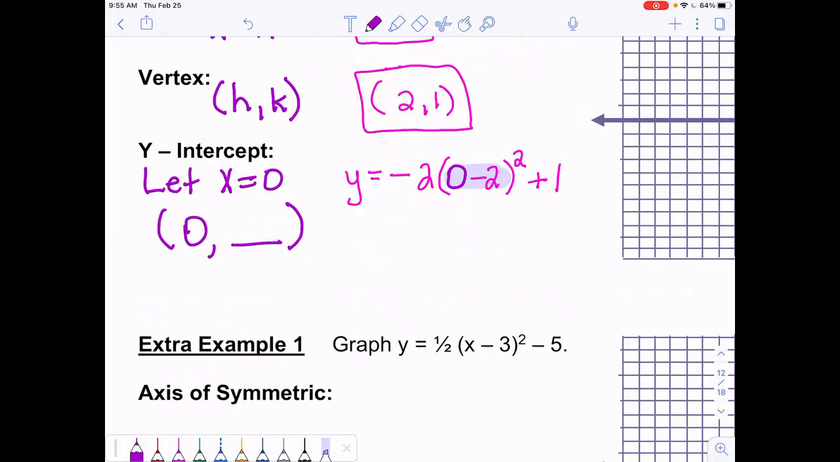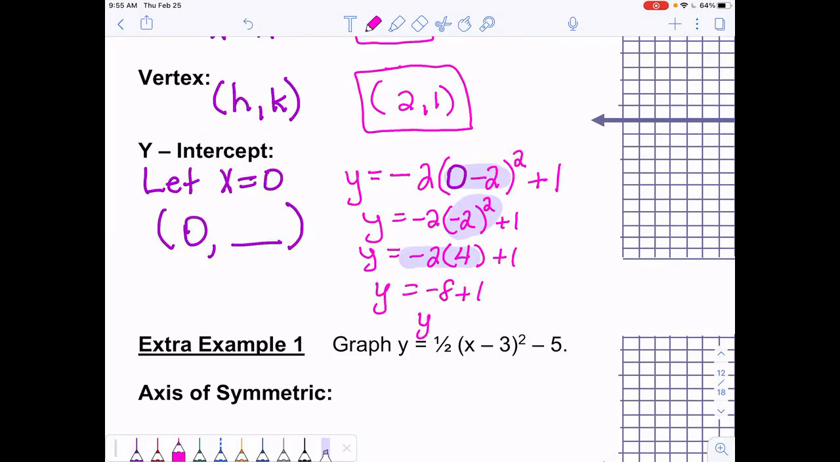Haley, if we start in the parentheses, what is 0 minus 2? -2. So now in the parentheses, we have a -2. It's squared, and then we have a +1. The next part of PEMDAS is exponents. We have an exponent at -2 squared. Jason, what is -2 squared? Positive 4. All right, the next part of PEMDAS is multiplying. I multiply here and I get -8. Then when you add 1, you get -7.